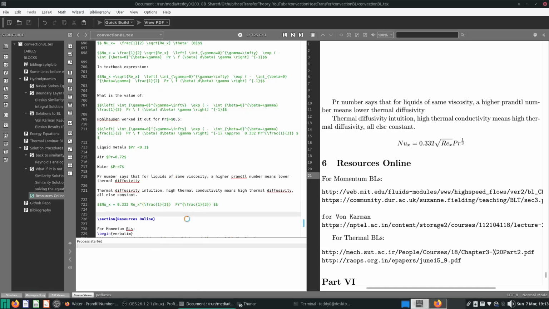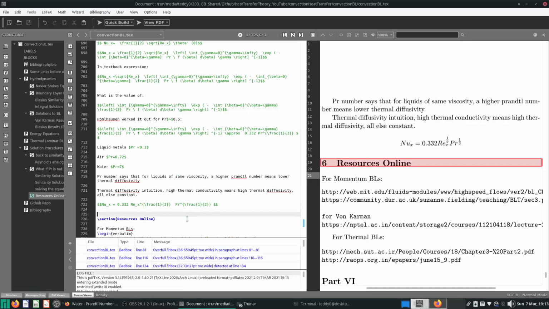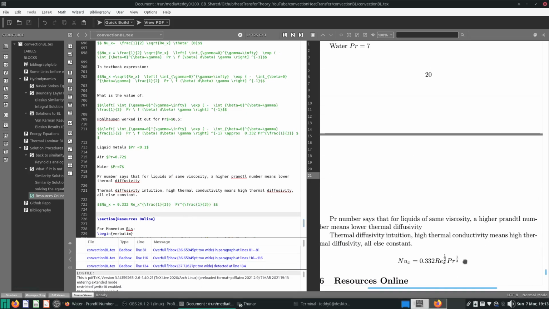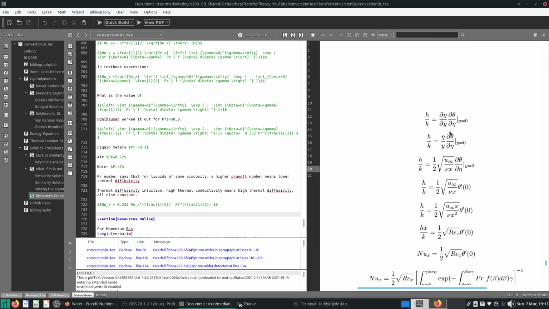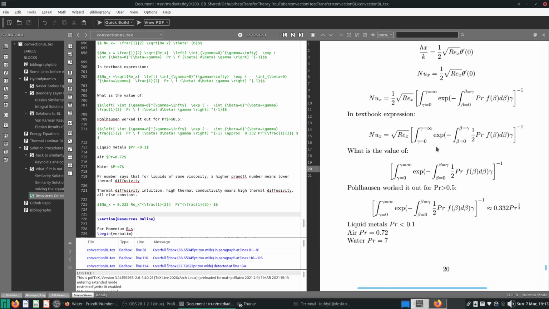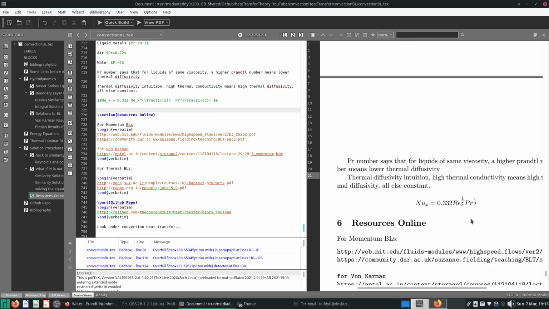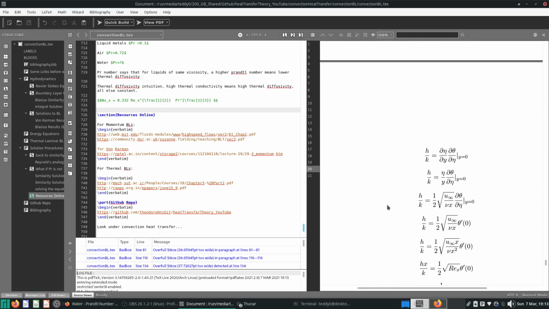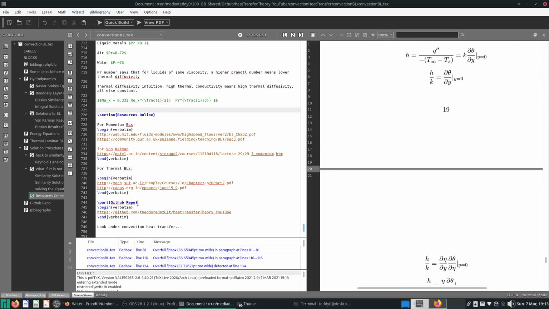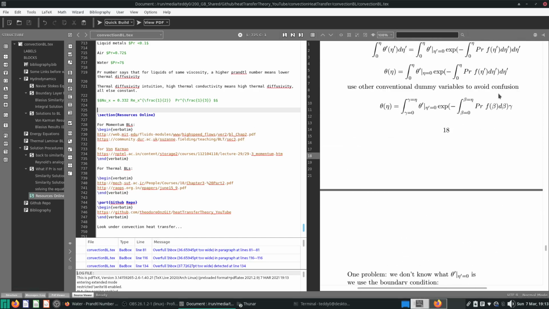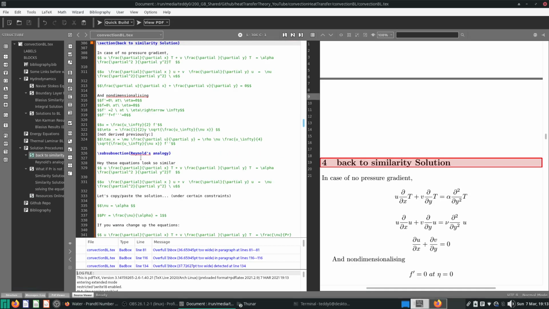Let's see how much time we have. Four minutes. In the remaining 4 minutes, I could actually start introducing you to the integral solution, and that's what we're going to do next. We're going to look at the integral solution to this flat plate boundary layer with constant temperature. This is the simplest case.